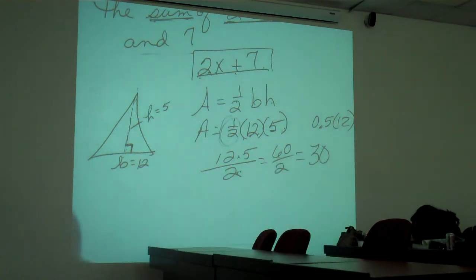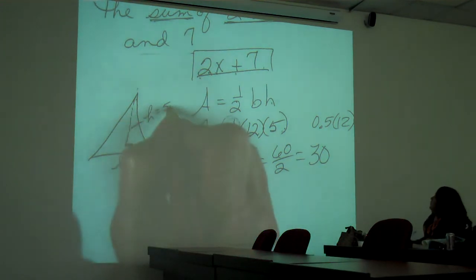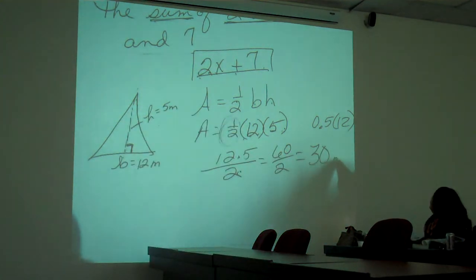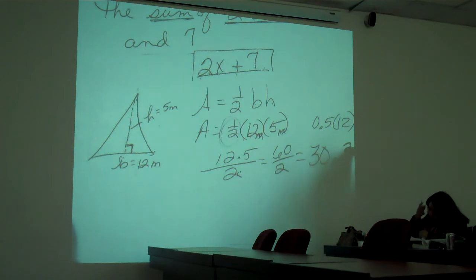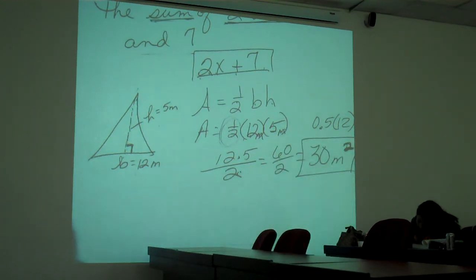I have something missing here. I didn't say what these numbers are in. If these were in meters, would it be meters here or square meters? Area is always squared. So you had meters times meters. It's squared. So for the area, you need to watch and make sure you always have the squared on your units.